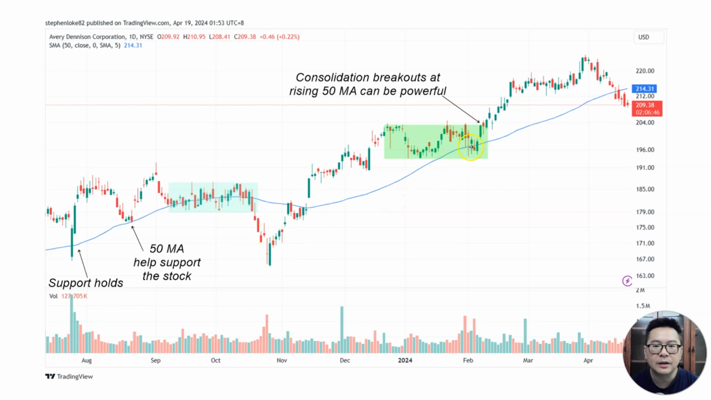As compared, you look at the situation here where the 50 MA rises and only meets the price near the breakout area, while this one was going up and down the 50 MA. So a strong breakout usually trades sideways a bit, then meets the 50 MA before breaking up, as compared to moving up and down the 50 MA.